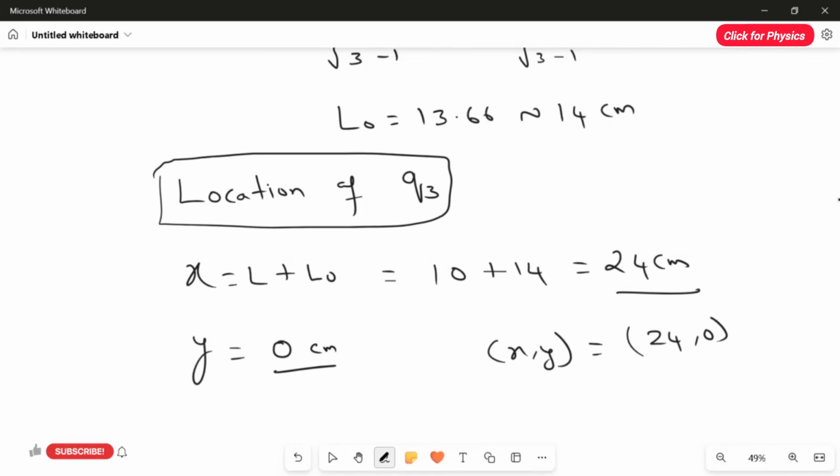So this is the answer. The unit here is centimeter. So this is the answer for this question.